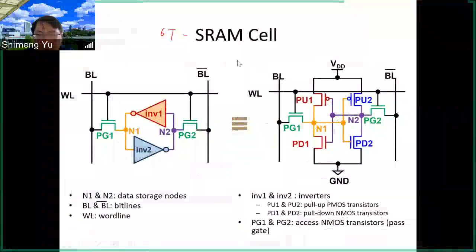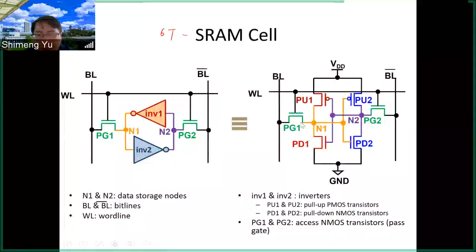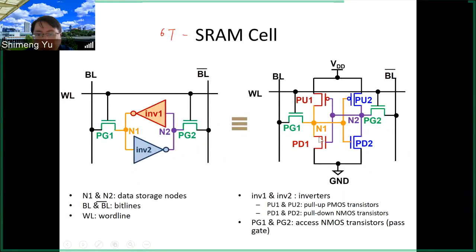Okay, so out of those 6 transistors, you will see that you have 4 NMOS, right? So here the PD pull down is NMOS, and then this PG pass gate is NMOS, and then the pull up is PMOS. And on the left hand side we call it PD1, PG1, PU1. On the right hand side we call PD2, PG2, and PU2.